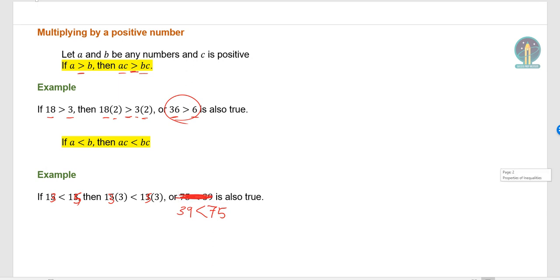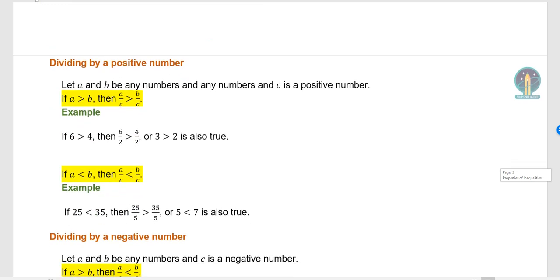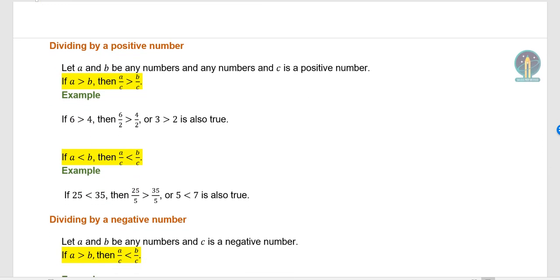Okay? The next property is dividing by a positive number. And dividing by a positive number is very similar to multiplying by a positive number, in the sense that the inequality sign is not flipped. Okay, so if A is greater than B, then if I divide both sides by the same positive number C, then A over C is still greater than B over C. Okay, here's an example. If 6 is greater than 4, which it is, then 6 divided by 2 is still greater than 4 divided by 2. Or 3 is greater than 2, which is true.